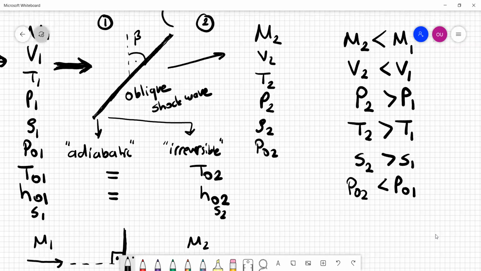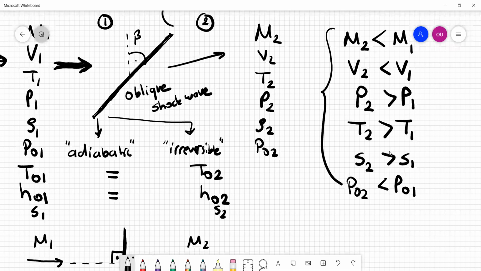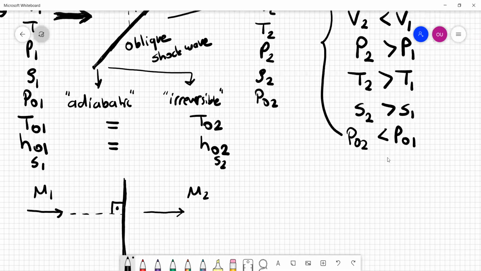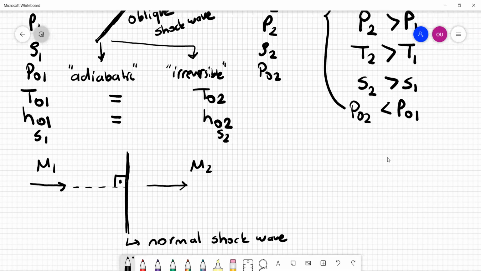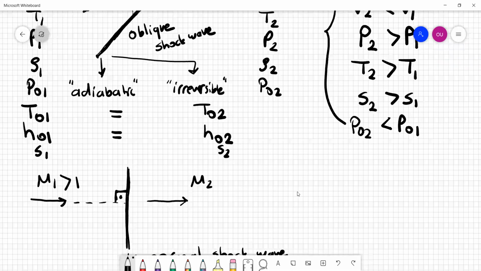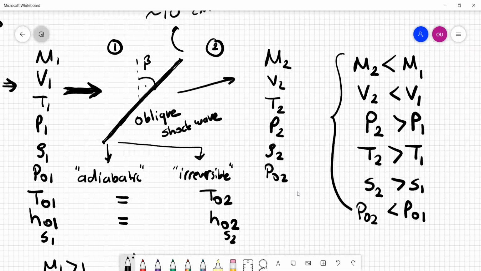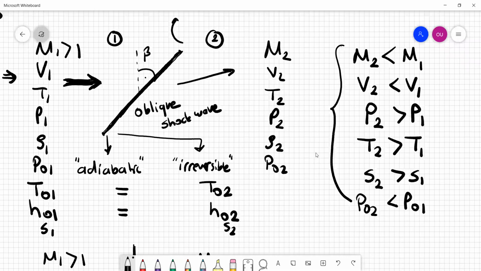The thing is, this list that I made here is valid both for normal shock waves and oblique shock waves. But with one difference, and that difference is related to the Mach number at the exit. If you have a normal shock wave, and by the way, of course, M1 is always greater than 1, don't forget, otherwise we would not have a shock wave, whether it's a local M1 on your wing or whether it's your flight M1. It must always be supersonic, otherwise you would not have a shock wave.